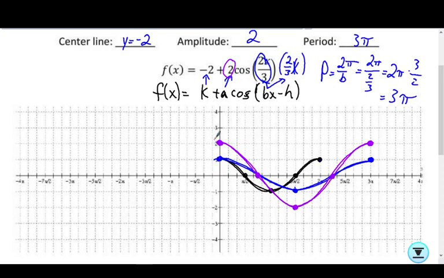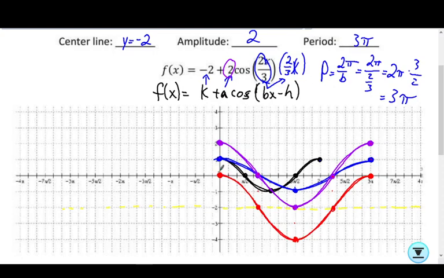And then the last thing we need to do is change my center line, or my vertical shift, because my center line is now going to be at -2 right here. That's my new center line. Basically it was at 0, so everything shifts down 2. So 1, 2, 1, 2, 1, 2, 1, 2, and 1, 2. So here is my fully transformed function.